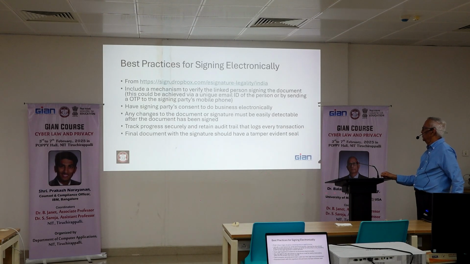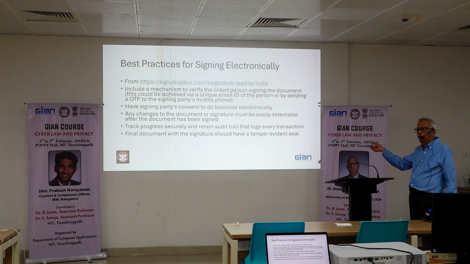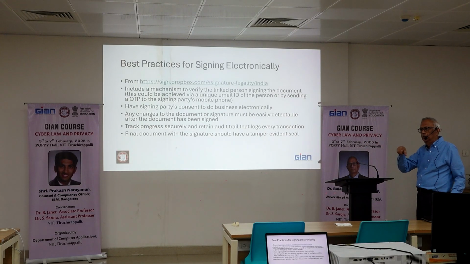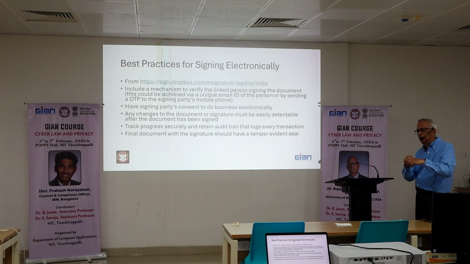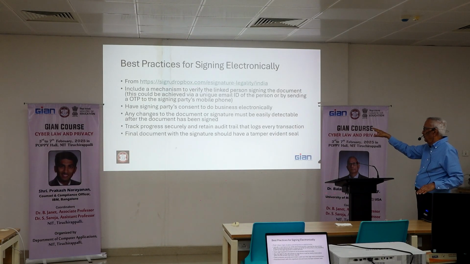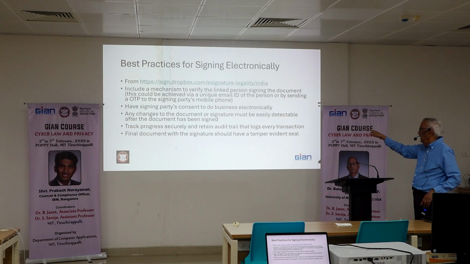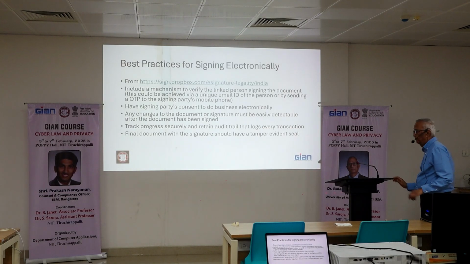Any changes to the document or signature must be easily detectable. In the public key infrastructure I talked to you about, you cannot change anything because you will detect the change. You're getting the hash, and you're sending everything encrypted to the other side, but the other side decrypts it. The hash of the decrypted document should match the hash that was sent over. That proves it, but if you can do it by any other means, it's okay. So basically you should be able to prove the document or signature has not been tampered with.